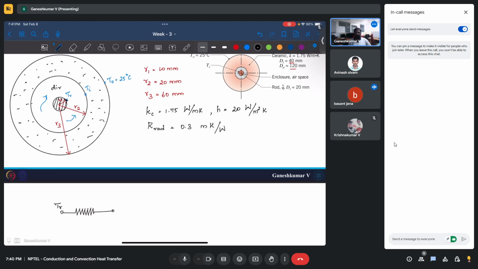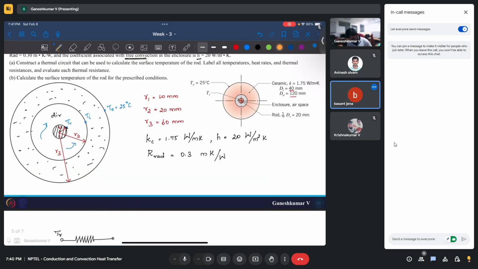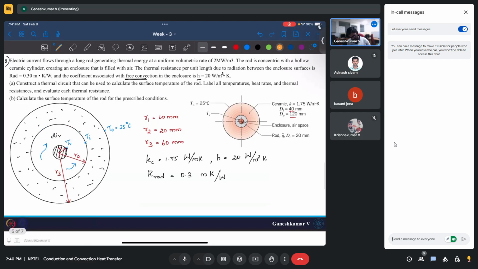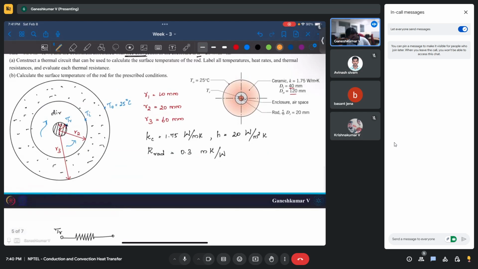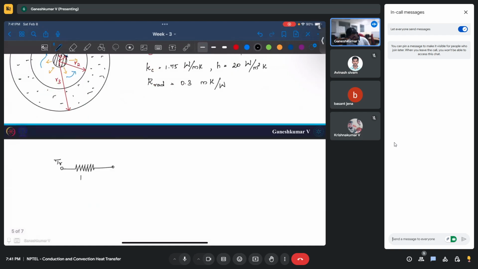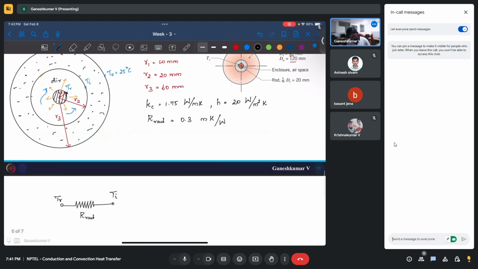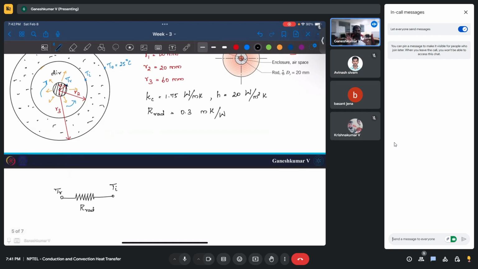First is convective. Let's take one step at a time. One more thing is you will have radiation also, from the rod to the enclosure. So this is one radiation. Let's say from TR I have radiation to Ti. This is TR and Ti, these are the two terminals. In between, what are the heat transfers we have?